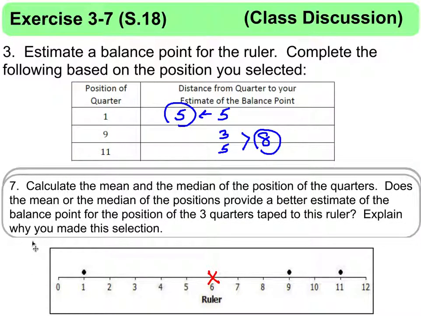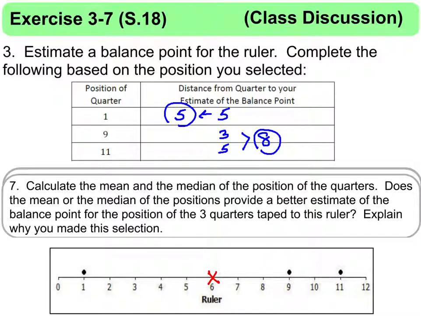And then in number 7, it says calculate the mean and the median of the position of the quarters. Does the mean or the median of the positions provide a better estimate of the balance point for the 3 quarters taped to this ruler? Explain why you made this particular decision.